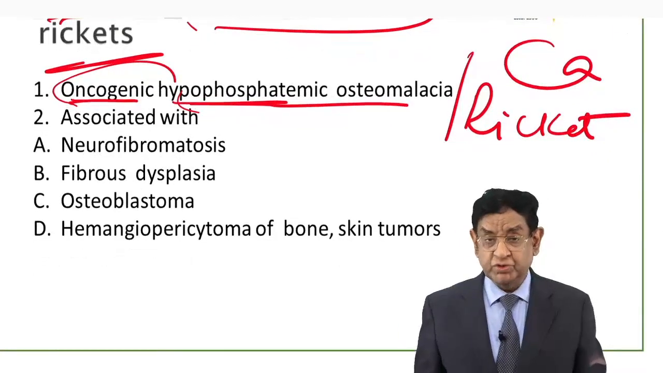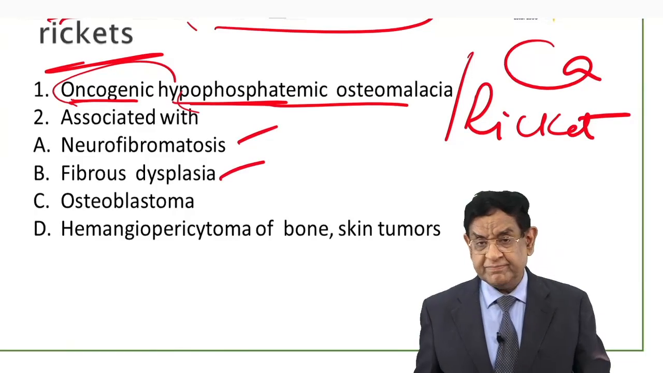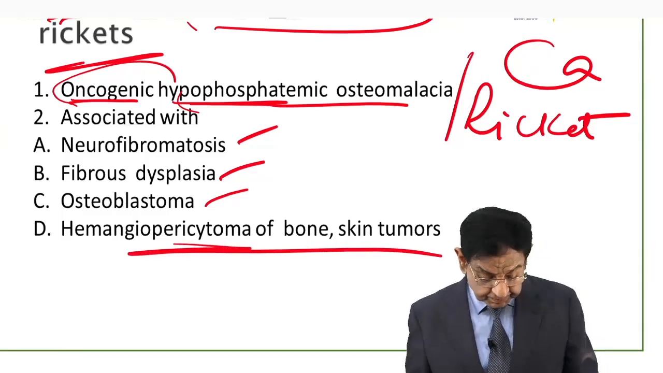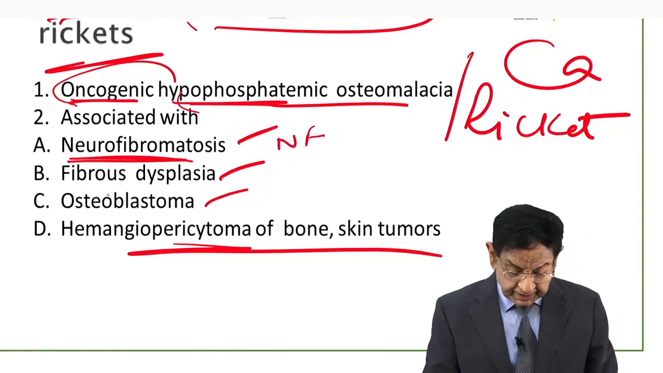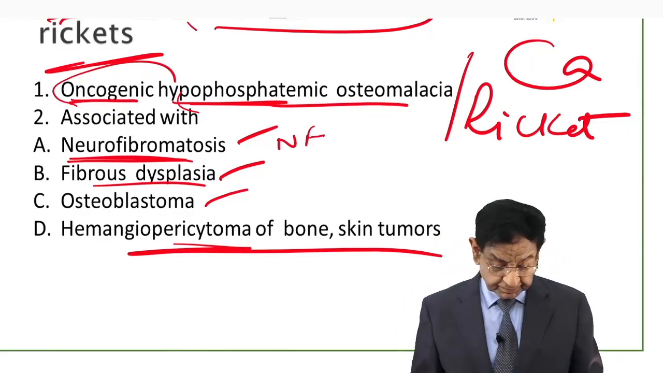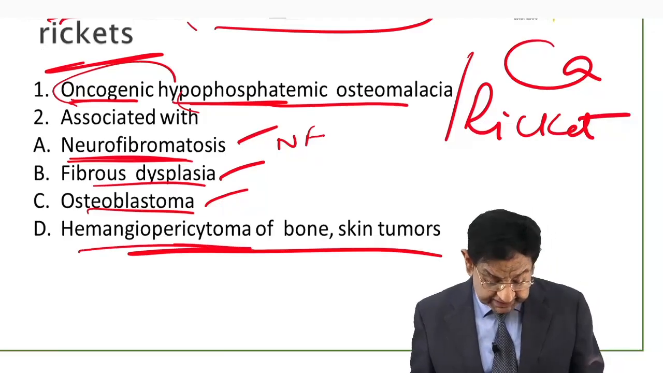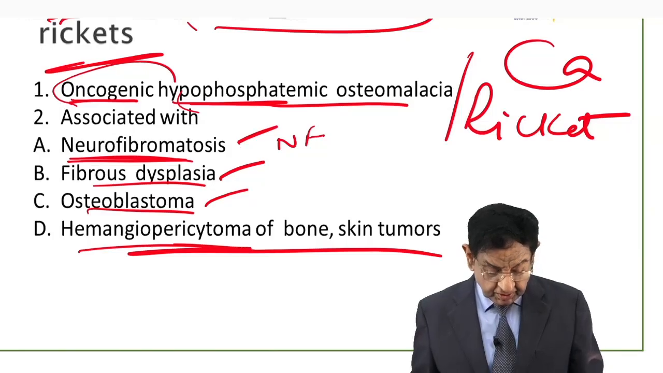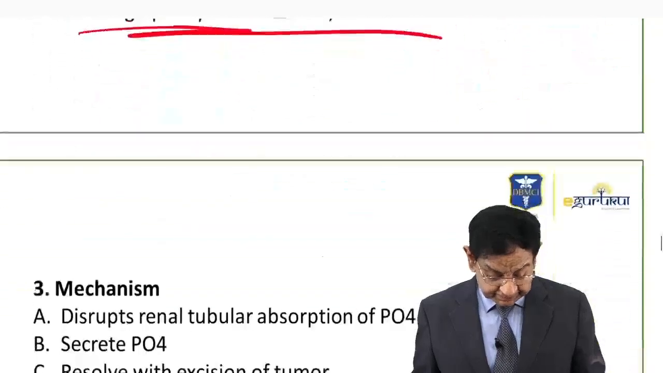What are the tumors? Notorious neurofibromatosis, fibrous dysplasia, osteoblastoma, and angiopericytoma of bone, skin, and tumor. Neurofibromatosis, so-called NF, fibrous dysplasia, osteoblastoma, and hemangiopericytoma. Okay, so these are the ones which can lead to oncogenic hypophosphatemia.